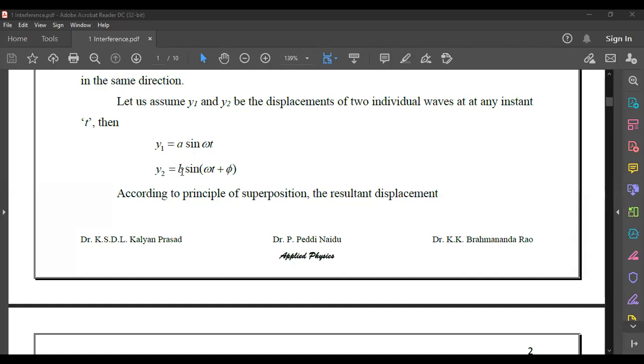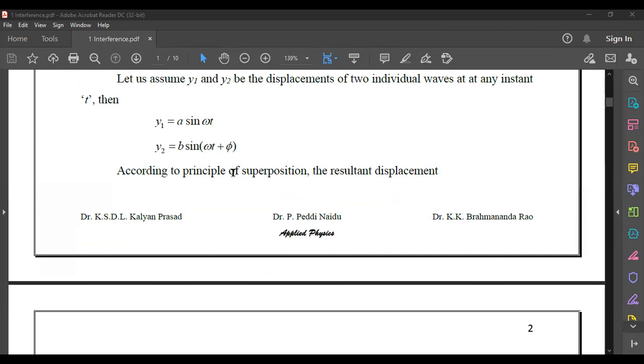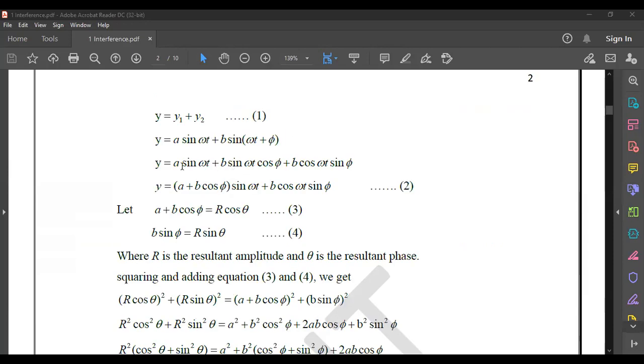Here they consider different amplitudes A and B, but the same frequency omega. The two waves have a phase difference of phi. Now according to the principle of superposition, you know that the resultant wave displacement is y equal to y1 plus y2. Yesterday we specified it. Now substitute those values here: y equals A sine omega t plus B sine of omega t plus phi.